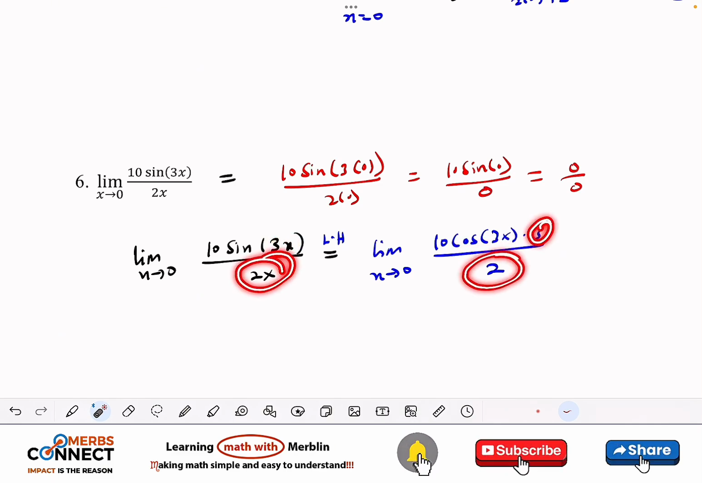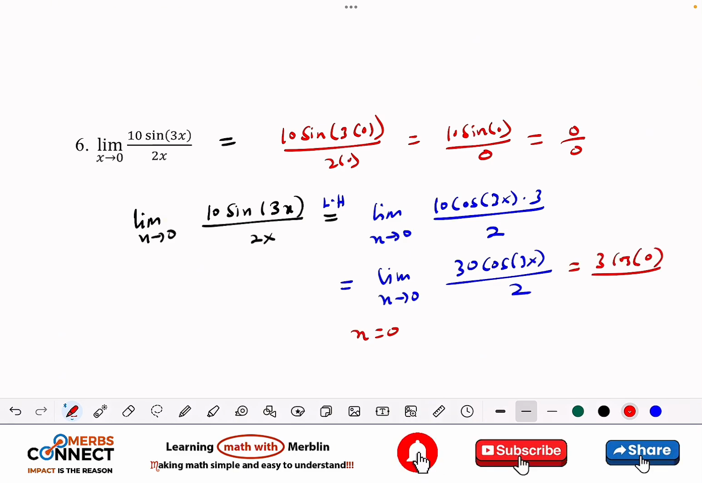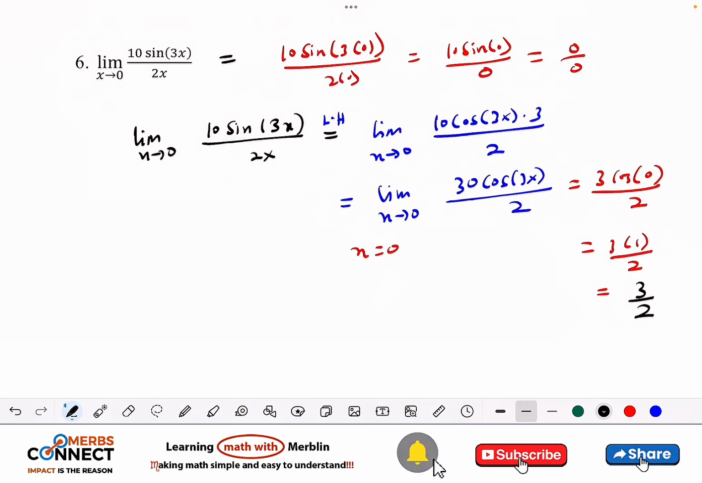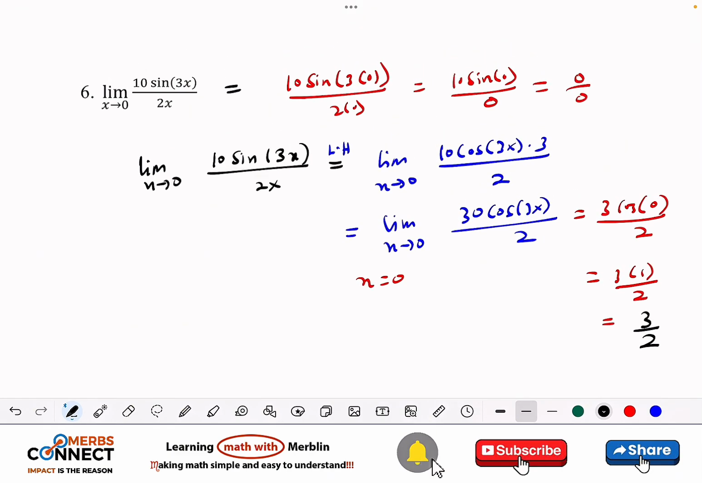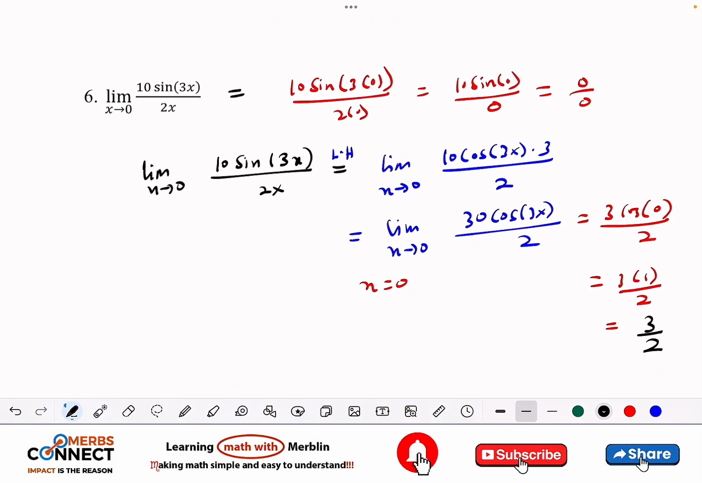I differentiate 2x and I have this. So this is going to give us the limit as x approaches 0 of 3 cos of 3x divided by 2. Now I can set x to be equal to 0 to verify. So this is 3 cos of 0 divided by 2. Cos 0 is 1, divided by 2, and this is going to give us 3 over 2. It's kind of very nice. Yes, it's kind of very nice. So that's what you are going to get at the end of the day.